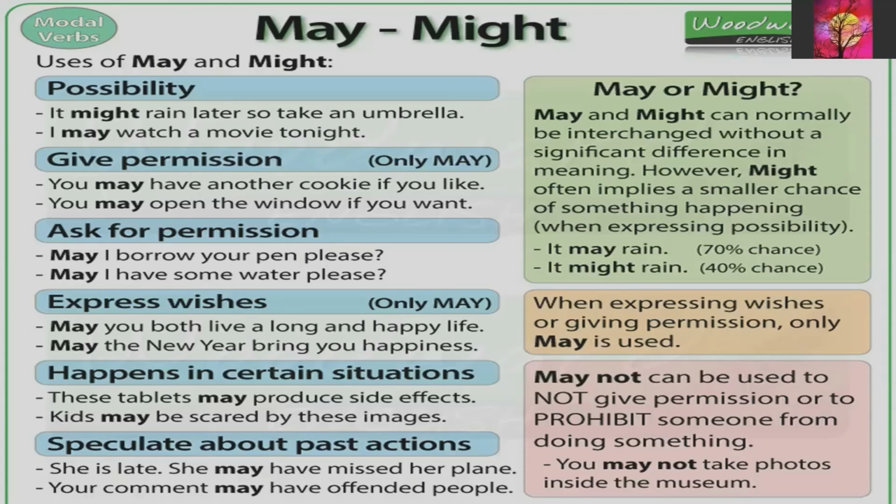Now, the negative form of may, that is may not, can also be used, but it means that we are prohibiting someone from doing something or not giving permission to someone. For example, you may not take photos inside the museum. This means that you are not allowed to take the photos. So when you are not giving permission to someone, you can always use the negative form of the modal verb may, that is may not.